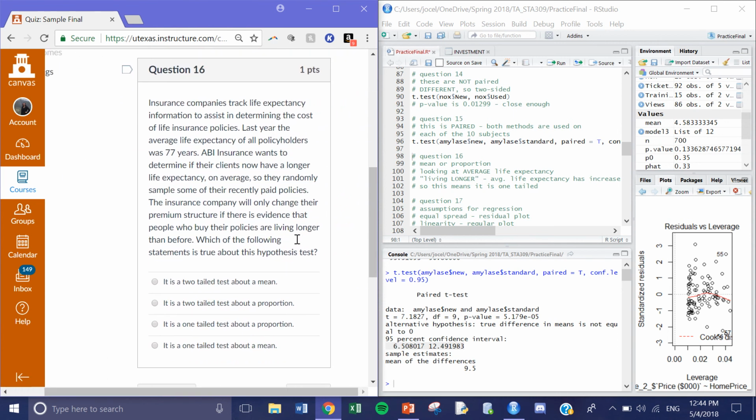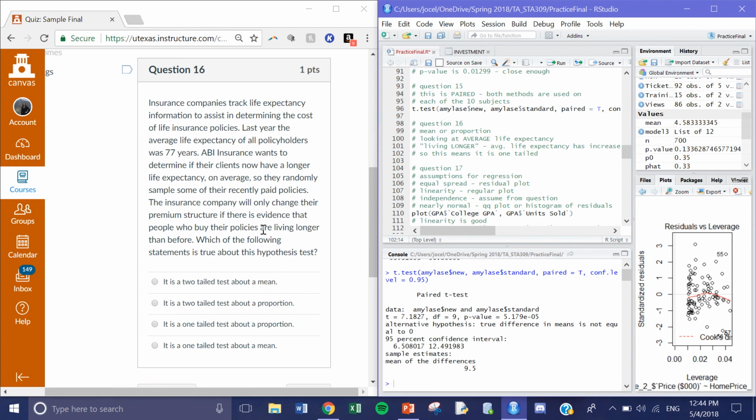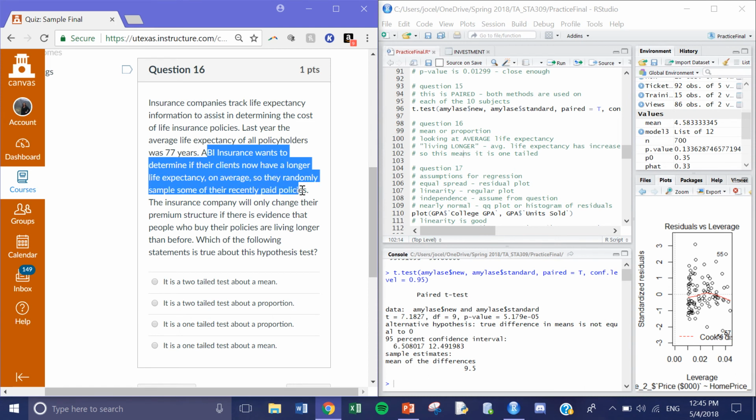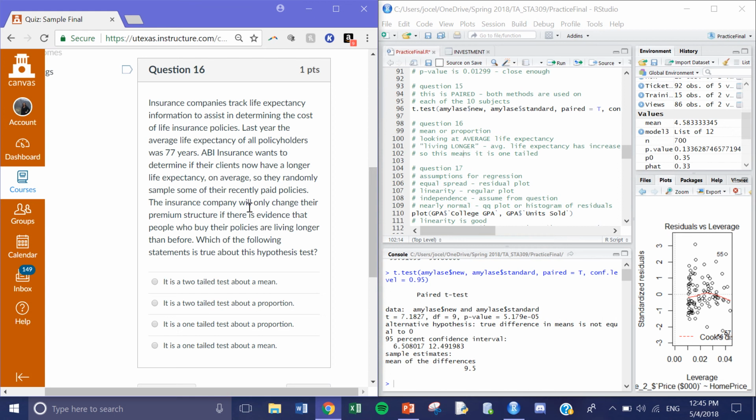Question 16 is also a conceptual question. Insurance companies track life expectancy information to assist in determining the costs of life insurance policies. Last year, the average life expectancy of all policyholders was 77 years. ABI Insurance wants to determine if their clients now have a longer life expectancy on average. So they randomly sample some of their recently paid policies. The insurance company will only change their premium structure if there is evidence that people who buy their policies are living longer than before. Which of the following statements is true about this hypothesis test?